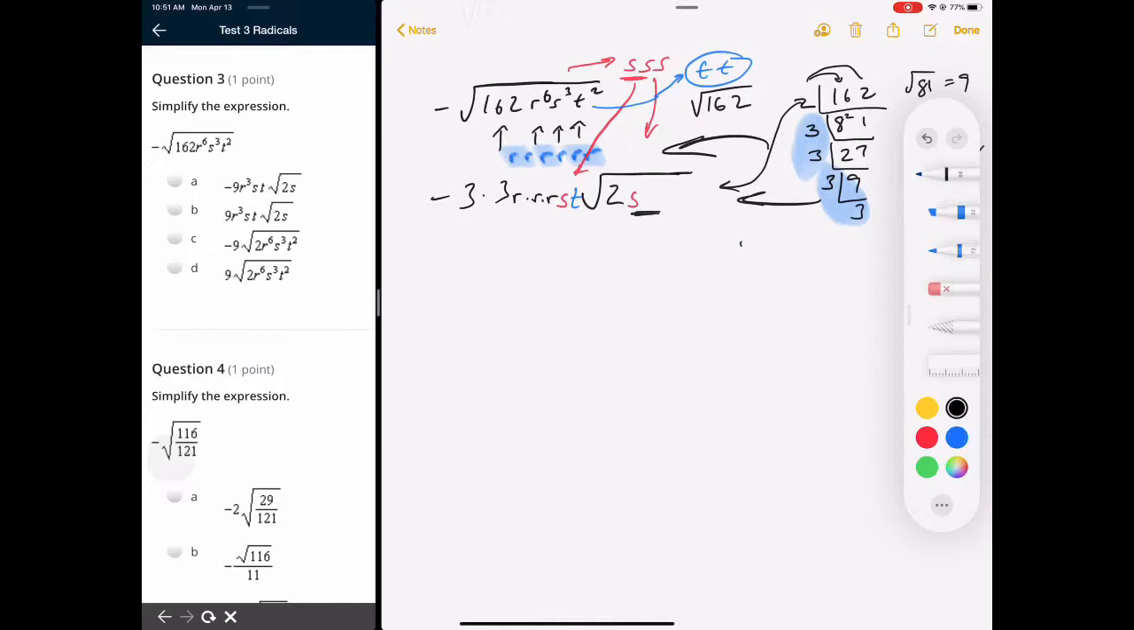Rewriting this, we end up with negative 9 R cubed S and T, because they're both singular. Left over inside the square root is 2S. So it's really just taking out the pairs. If you have a pair, you take it out. If you don't have a pair, we leave it back in.